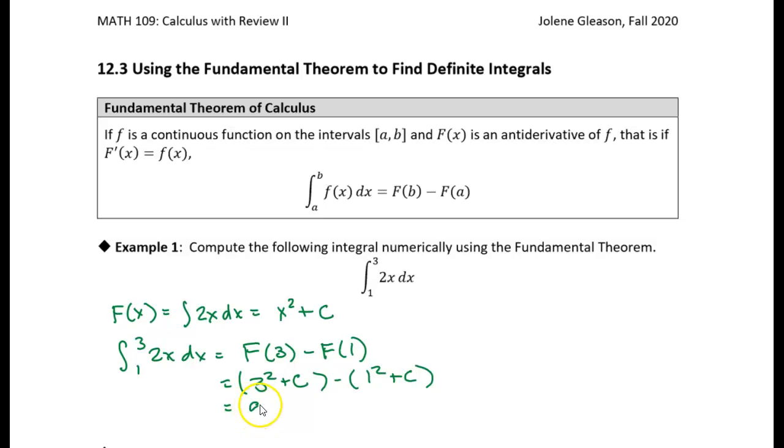So 3 squared is 9, then we have a plus c, and then we have 1 squared, which is just 1, and then we have to subtract everything in parentheses here, so this becomes a minus c. So notice that these c's cancel out, and I just get 8. Okay, so the integral from 1 to 3 of 2x is equal to 8. And this is always going to happen if you're taking the difference of the antiderivatives. These c's are going to cancel out.